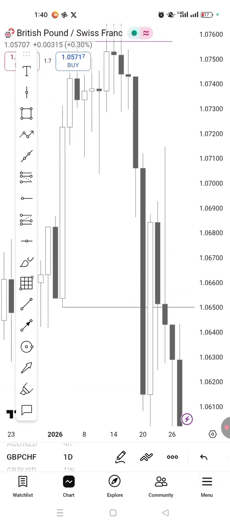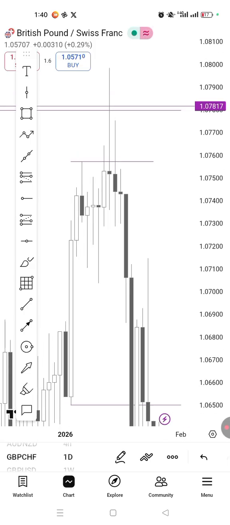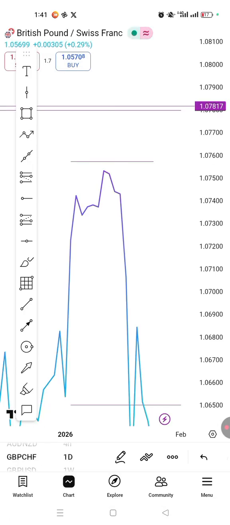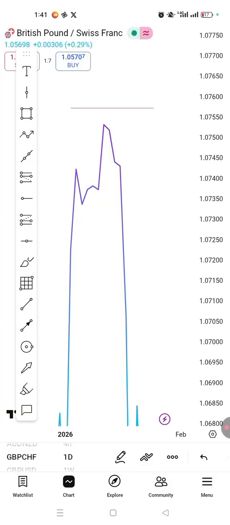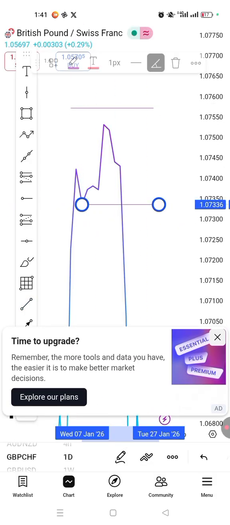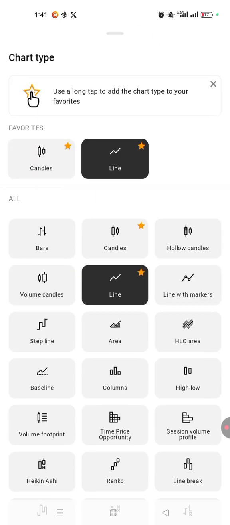Now look at this. On our daily, what do we have? We have a sweep and a break. Let's switch to line chart. We have what? A sweep and a break. Now, this is where it gets more interesting. Don't let me say it gets more confusing.